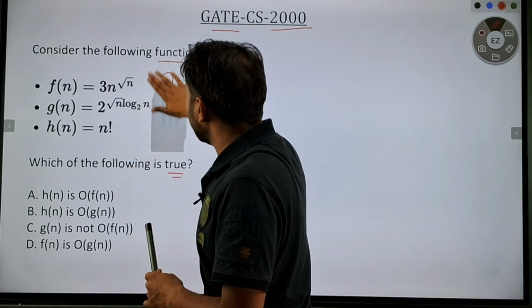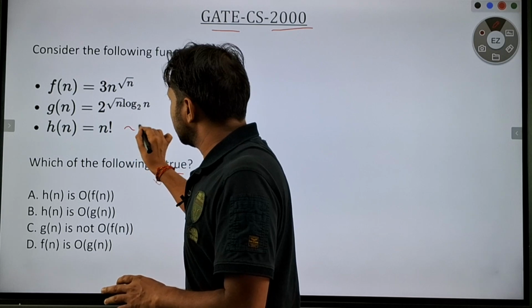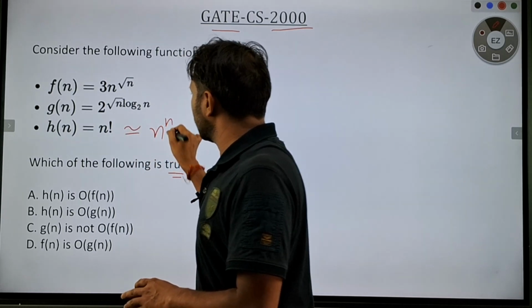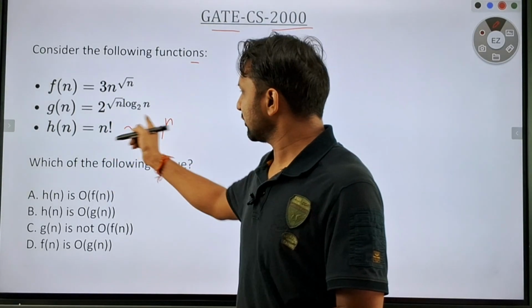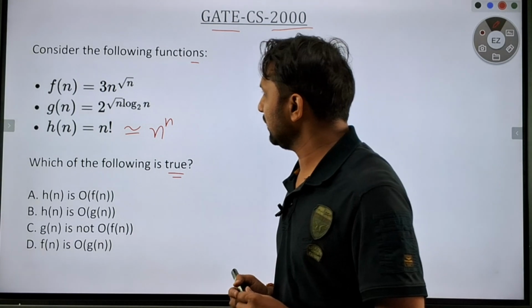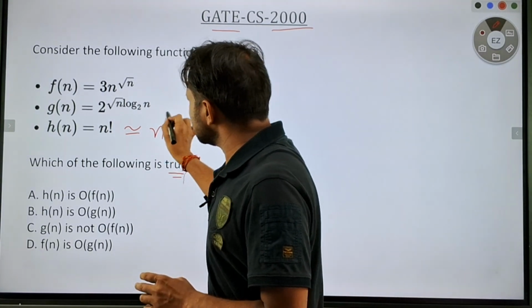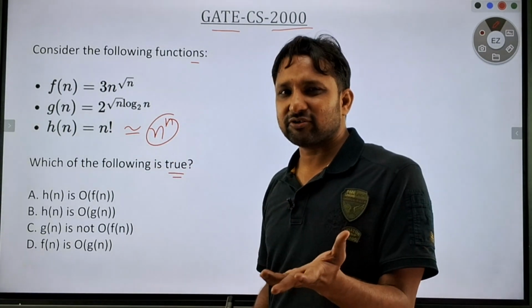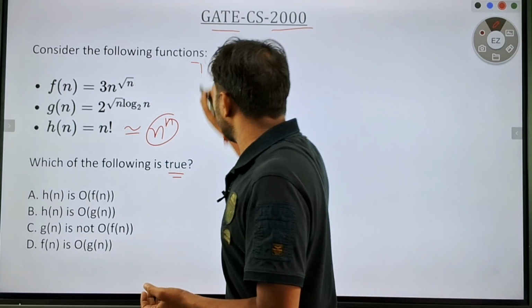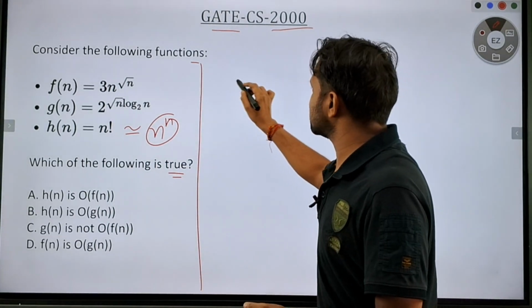First thing, you can directly write that n factorial is approximately equal to n power n. And actually this remains the largest function first of all. Although you can compare all of these three, let me write all of these three.